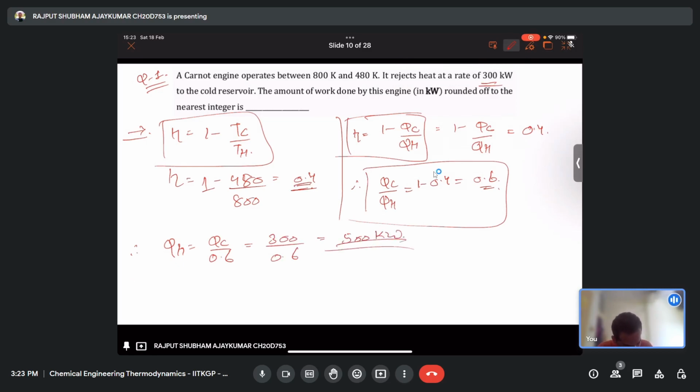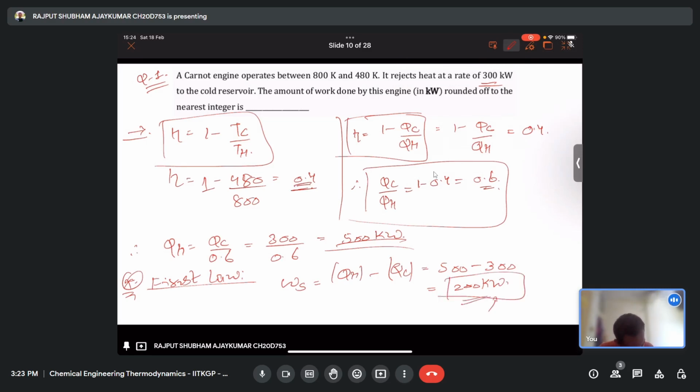Now we apply the first law here. So we have Ws equals Qh minus Qc, which equals 500 minus 300, equal to 200 kilowatt. So this is the answer.